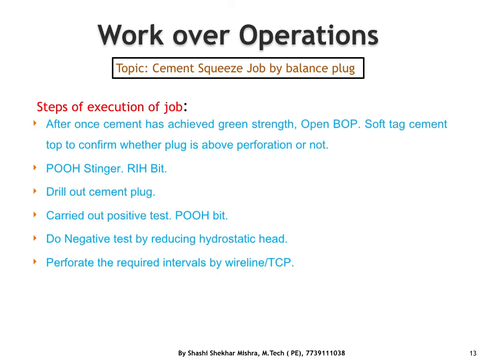Once the cement has achieved green strength, open BOP and soft tag the cement top to confirm whether the plug is above the perforation or not. Pull out the stinger, run in bit, drill out the cement plug, carry out a positive test, pull out the bit, and if the positive test is okay, go for a negative test by reducing the hydrostatic head. If the negative test is holding good, then perforate the well with the required interval by wireline or TCP.